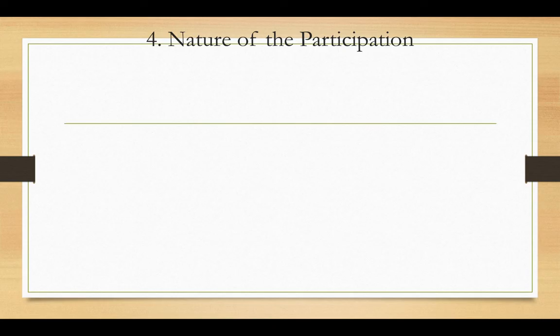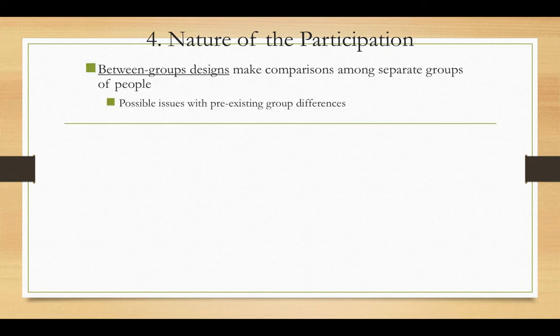So number 4, the nature of participation. Whenever we want to have participants come in and participate in our research studies, we have a couple of different options. The first option is that we allow participants to be in only one group of my study. So these participants come in, they can only receive therapy number 1, and they can't receive therapy number 2. Why? Because I don't want them to experience therapy number 2.